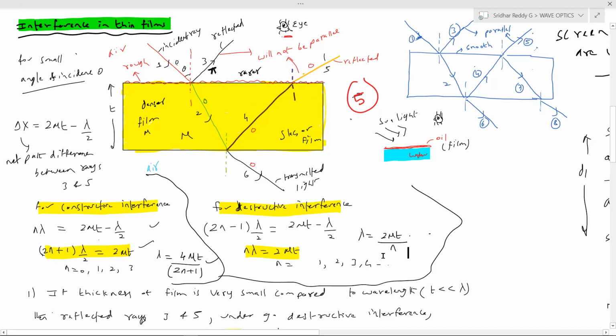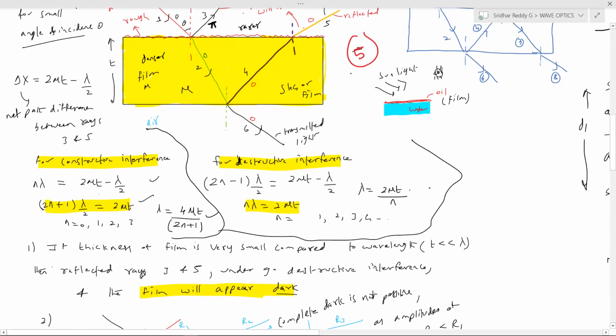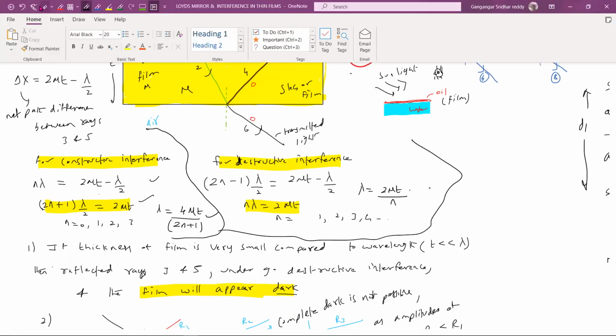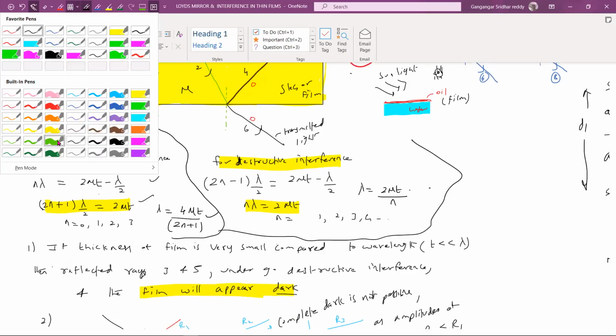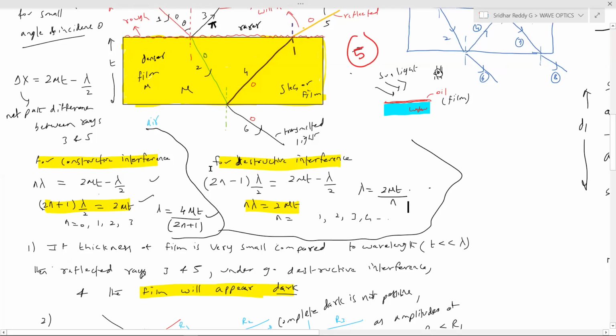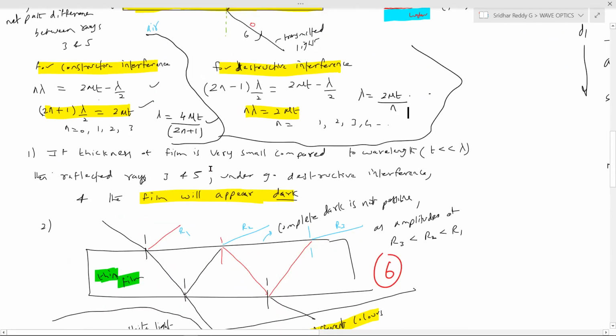Now we'll look at some conditions. If the thickness of the film is very small compared to the wavelength, the reflected rays 3 and 5 undergo destructive interference, because if the thickness is very small, they will undergo destructive interference only. Then the film will appear dark. That is the primary condition.